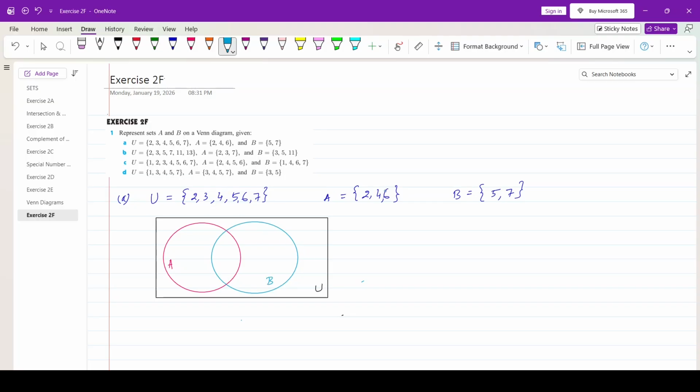Now to represent these sets on a Venn diagram, we first need to calculate A intersection B. So A intersection B will be, we know 2 is not present in B, 4 is not present in B, 6 is also not present in B. Therefore, A intersection B is an empty set, or this. Therefore, can we say that A and B intersect each other? No. A and B don't intersect or don't overlap.